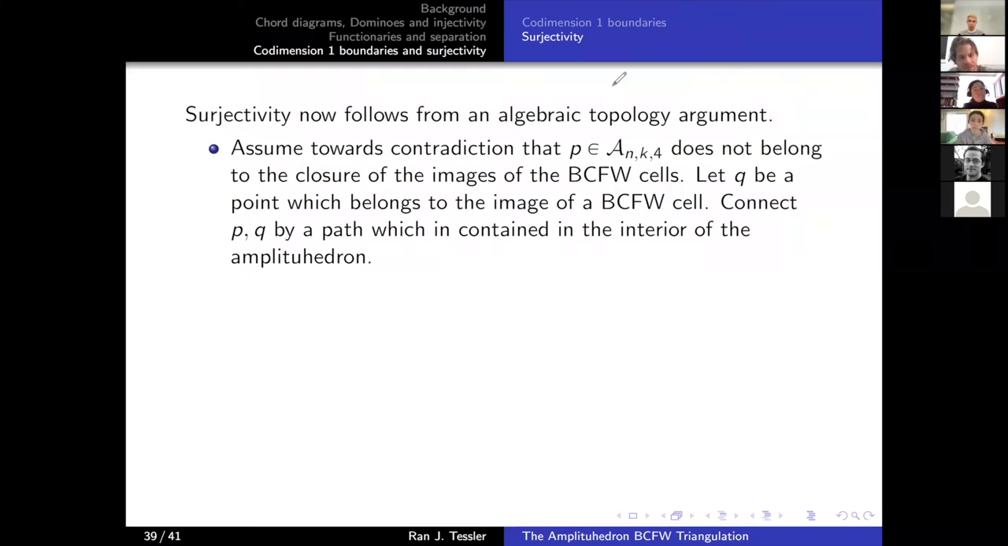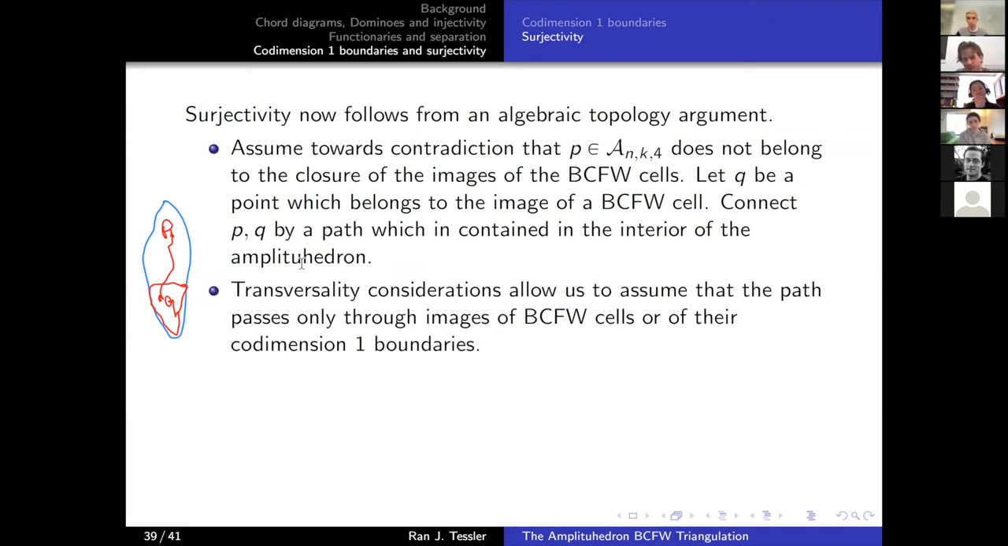Let me maybe draw it on the side. So let's say that this is the amplituhedron, and that this is a BCFW cell. Here we have a point Q inside of it. Here we have a point P, and we connect them in a path which goes only in the interior. Now, by standard transversality, we may assume that this path passes only through BCFW cells or their codimension one boundaries. Of course, codimension one boundaries which do not map to the boundary because we assume it is internal.